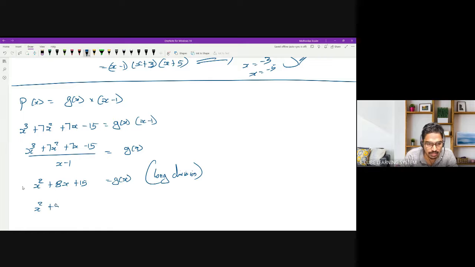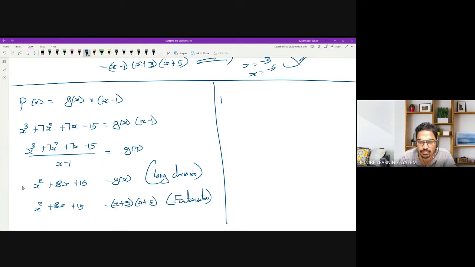Now x square plus 8x plus 15 is equal to x plus 3 into x plus 5. This is direct. It is obtained by the method of factorization.